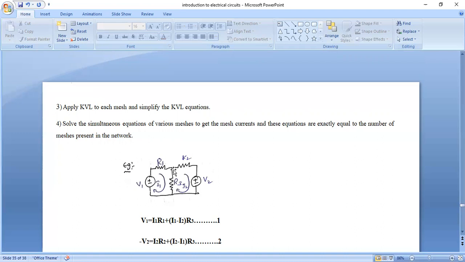Next, similarly, apply KVL for the second mesh. In the second mesh, the source is V2. For this source, the current is flowing from positive to negative. So here minus V2 equals the drops, I2 R2 plus I2 minus I1 into R3. Let it be equation 2. Next, solve these two equations. We will get the currents I1 and I2.